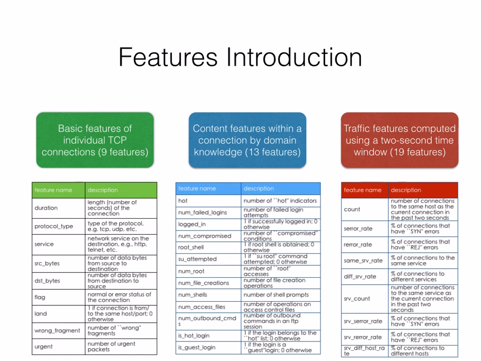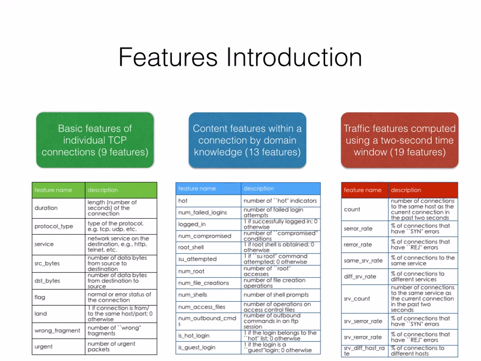The features we get from the dataset are like this. Basically, we have basic features of individual TCP connections, including duration. Duration is very important, because a very short duration might mean that you are sending a lot of different kinds of attacks in a very short time to try to paralyze the server. So those features are very important.